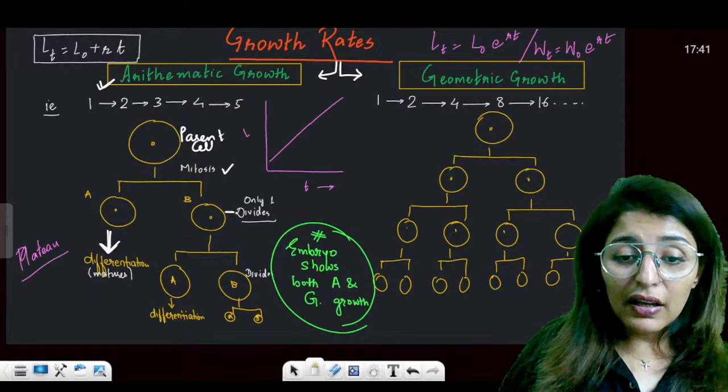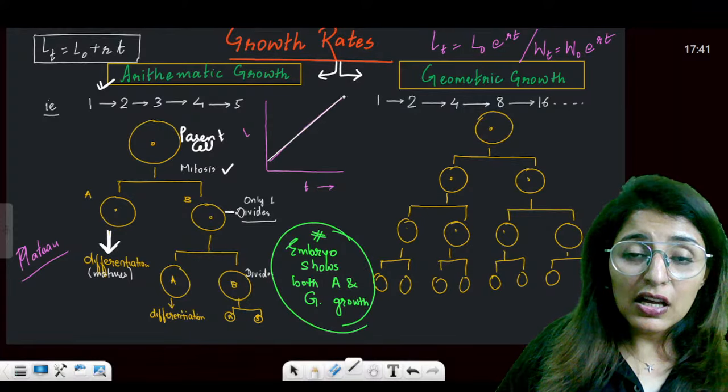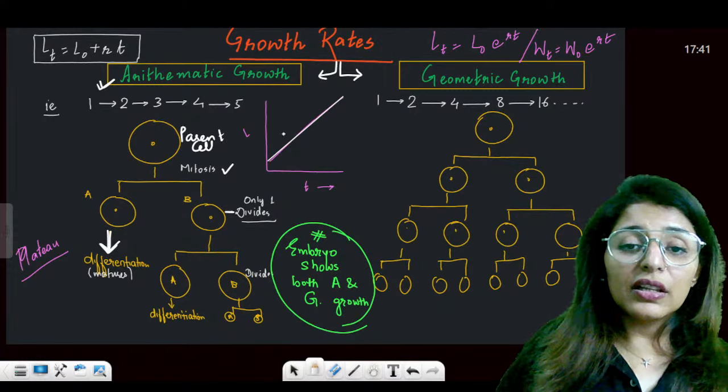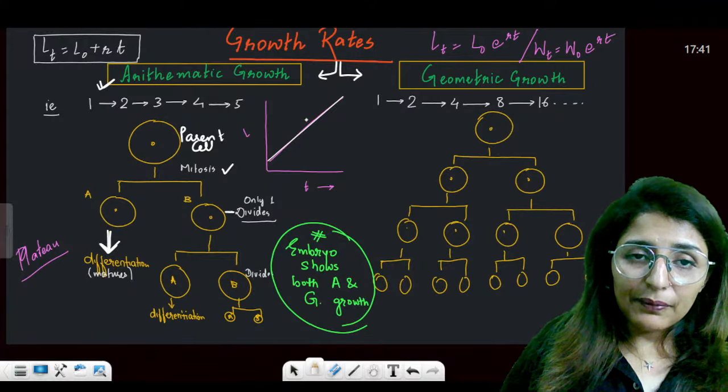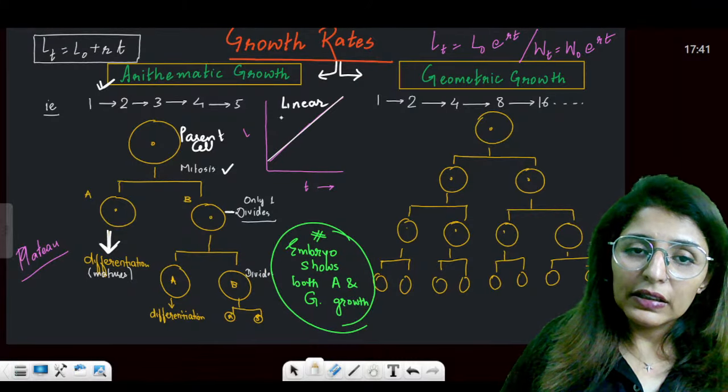And for that, what kind of curve do we get? We get a straight line. So this graph, arithmetic growth always gives us a linear curve.